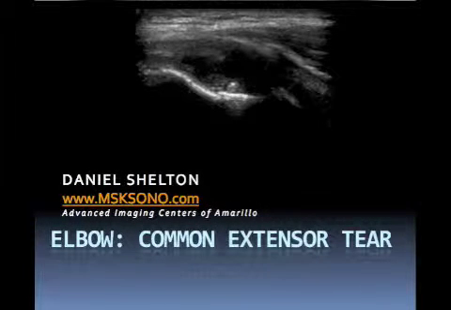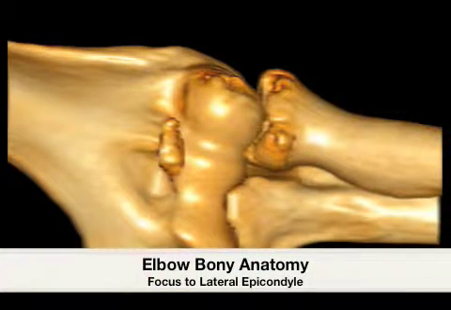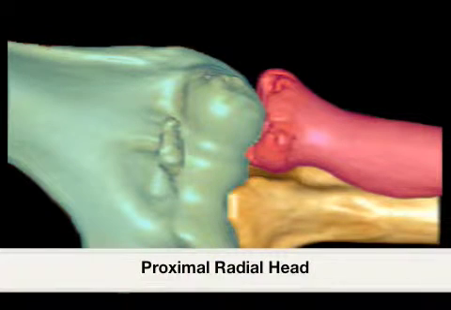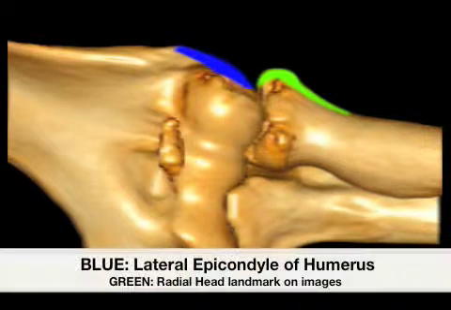This video describes pathology to the lateral elbow, specifically at the common extensor tendon. The bony anatomy review will be as follows. Highlighted here is the anterior surface of the humerus, the anterior lateral surface of the radial head, and the anterior surface of the ulna, which will not be described in this video.